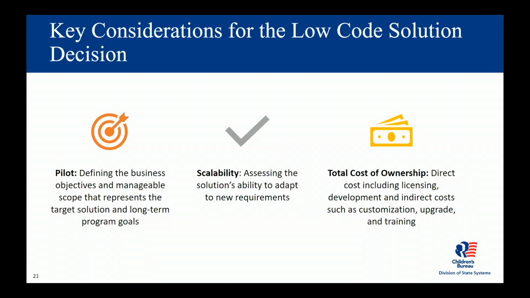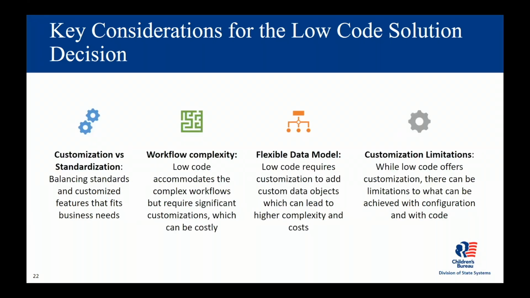Let's proceed to the next slide. Slide title, Key Considerations for the Low-Code Solution Decision. 4 icons are shown on screen: 2 gears, a maze, a flowchart icon, and a single gear. Under these icons, there are 4 points that are read and described by the presenter. Again, we are going to continue with how we can look into the key considerations here.